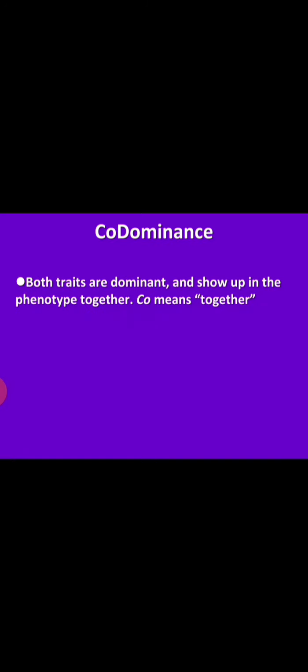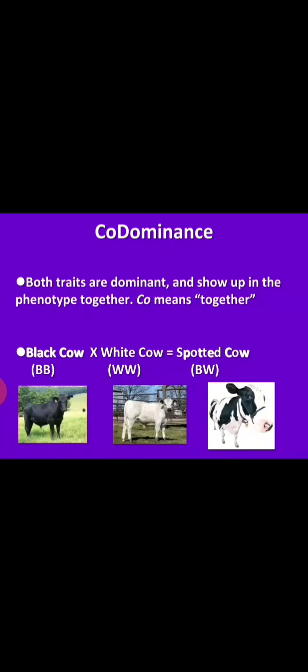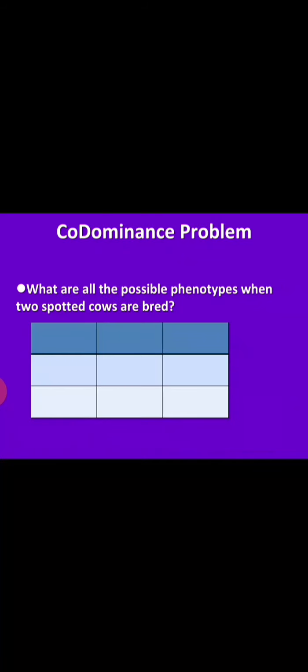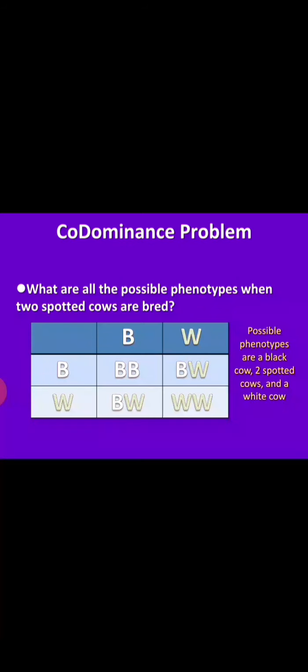Codominance. Both the traits are dominant and show up in the phenotype together. Co means together. A black cow and a white cow, when crossed, produce a white cow spotted with black spots. What are all the possible phenotypes when two spotted cows are bred? When the same two spotted cows are bred, it produces a black cow, a spotted cow and a white cow.